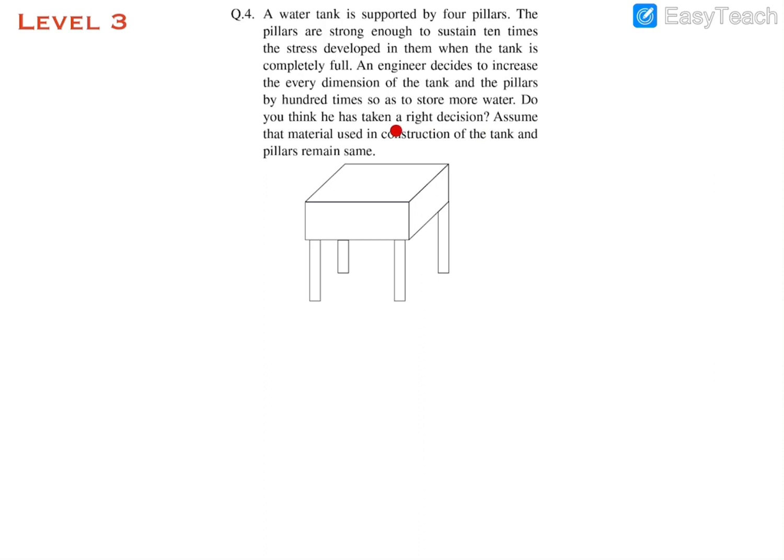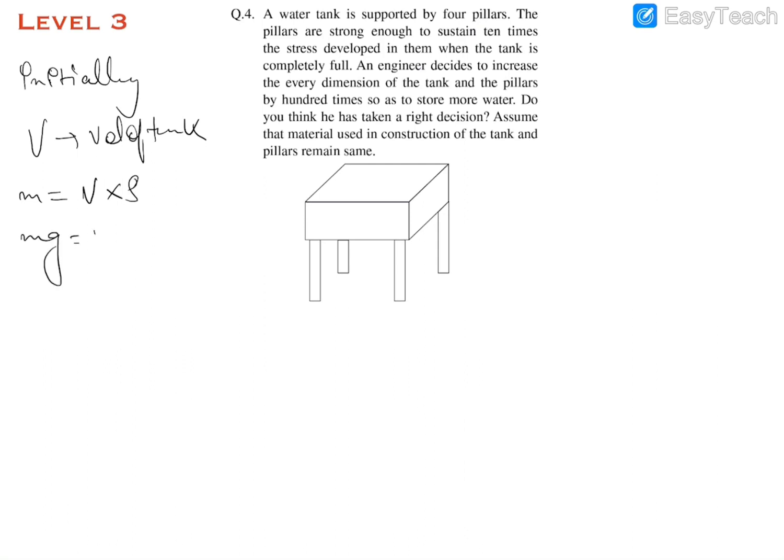Now we have to assume that when he is increasing the dimensions of the tank and the pillars, the material he is using in the construction is the same. First of all, let us see, if the initial volume of the tank is V, then the mass of water in the tank will be V into rho, and the mg of water will be V rho g.